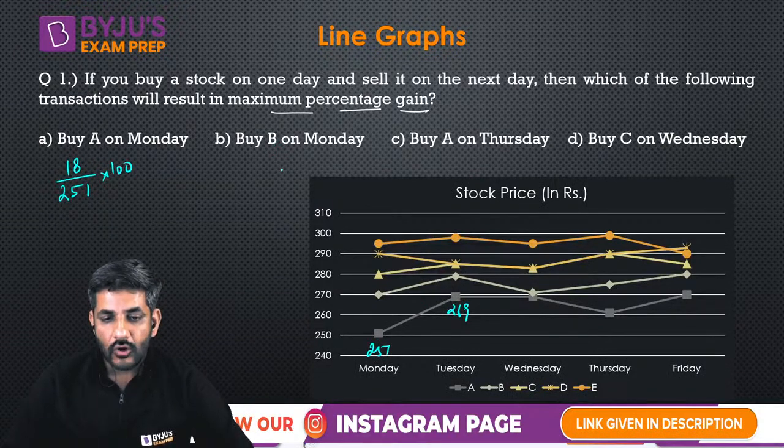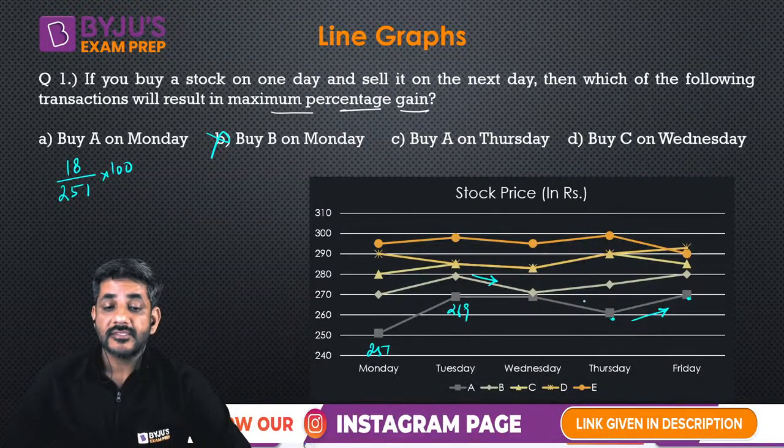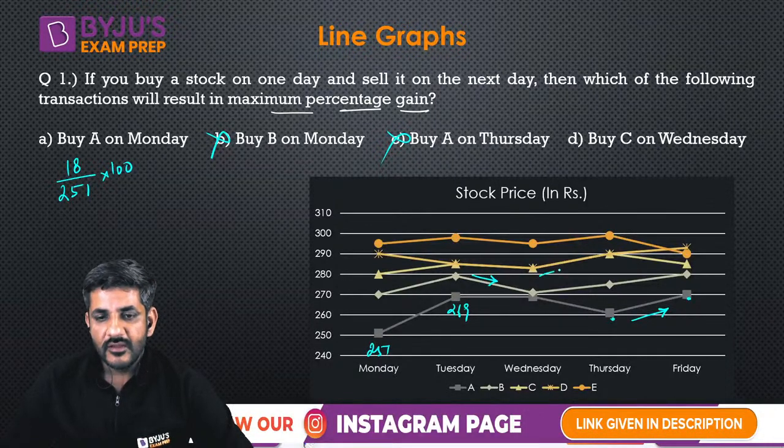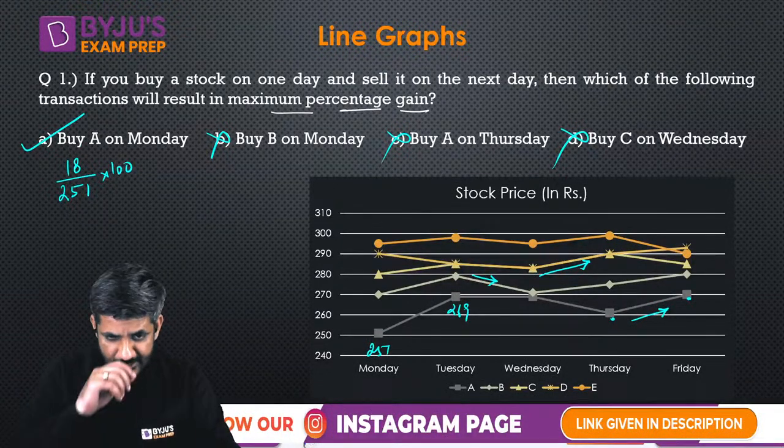Next, buy B on Monday. If I buy B on Monday, next day the price decreases. Anyway, it cannot be the answer. Buy A on Thursday. If I buy A on Thursday, buy here and sell here, my increase is lesser than 18. Base is greater than 251. Cannot be the answer. Buy C on Wednesday. If I buy C on Wednesday, look at this, again this increase is less than 18. Base is more than 251. Cannot be the answer. Option A has to be the answer.